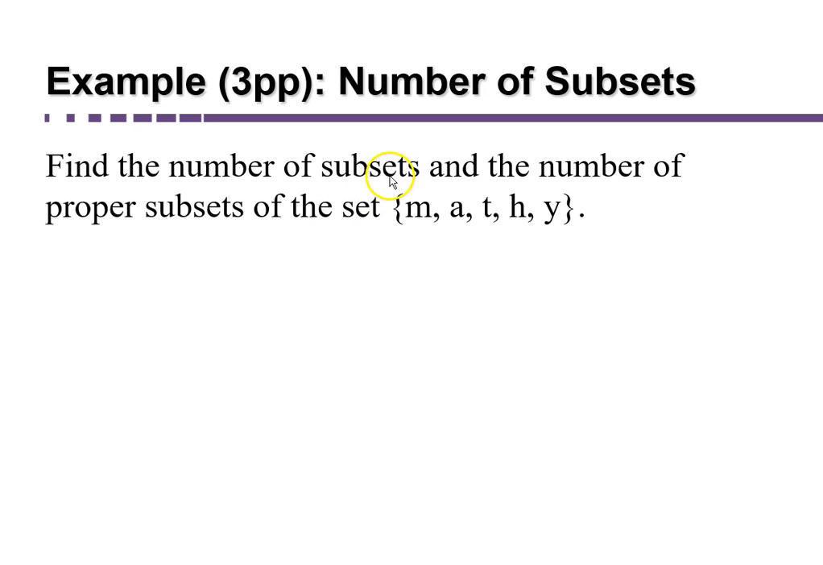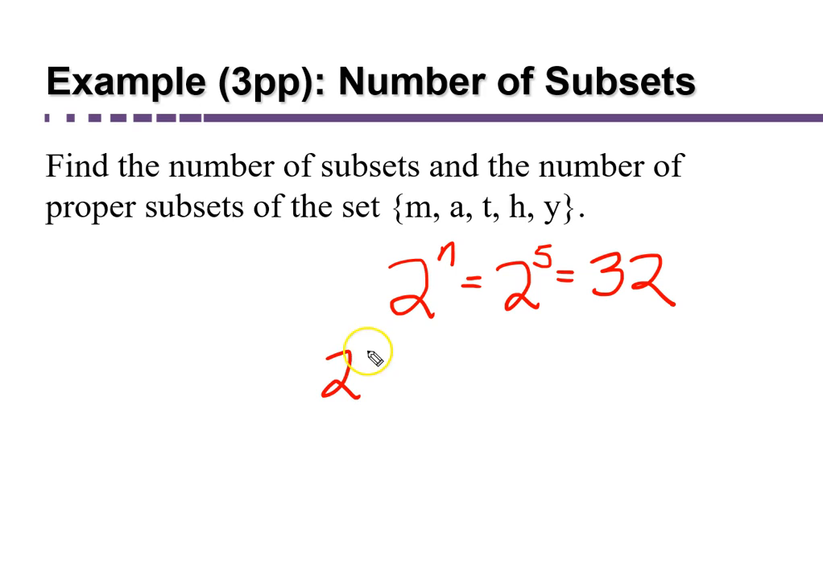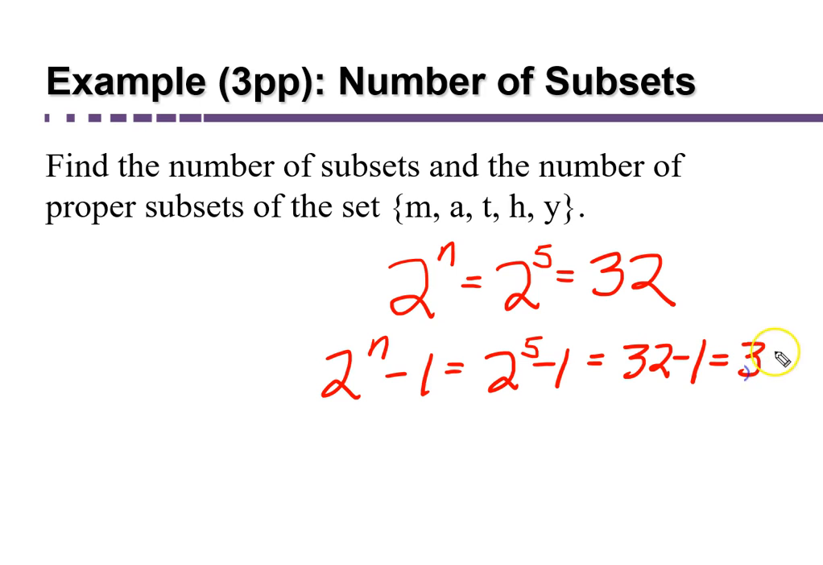Now, find the number of subsets and the number of proper subsets. Well, we have 1, 2, 3, 4, 5. So using our formula, and this is example 3, be sure to write that in your booklet, it would be 2 to the nth power, which is 2 to the 5th power, which is 32. And 2 to the nth minus 1 is 2 to the 5th minus 1, which is 32 minus 1, which is 31.